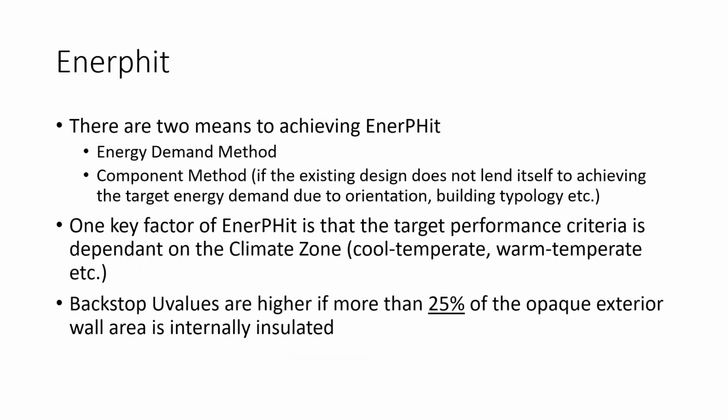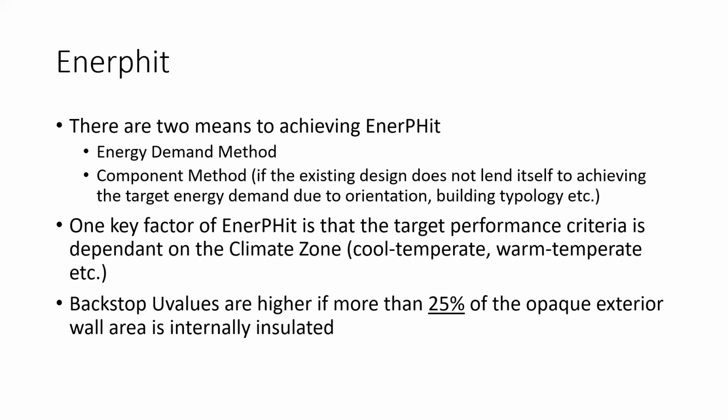So you have two means of achieving retrofit, and as we know, retrofit can come in all shapes and sizes. These were developed separately to account for these different building types. There is the energy demand method, where the primary target is to reduce your heating demand down to 25 kilowatt hours per meter squared per annum, and to achieve your target air tightness.